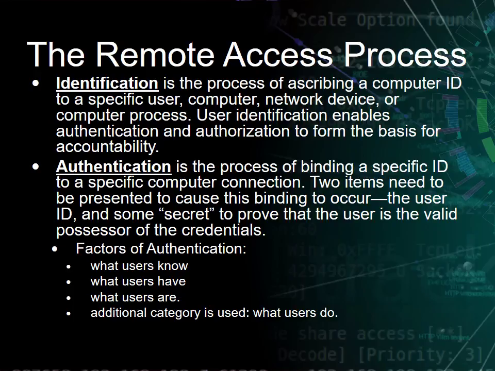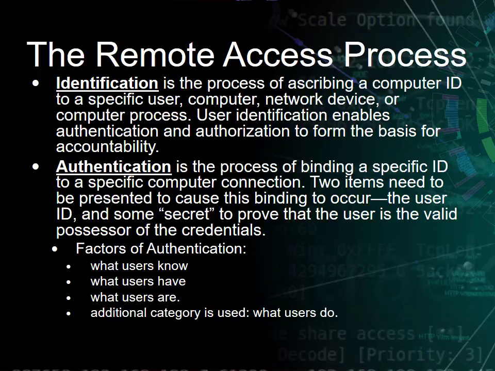So in order for there to be authentication, first there has to be identification. Who are you? Who is the user that's trying to make a connection? Identification is the process of ascribing a computer ID to a specific user, computer, network device, or computer process. User identification enables authentication and authorization to form the basis for accountability. Authentication is the process of binding a specific ID to a specific computer connection. So two items are needed for the binding to occur: the user ID and some secret that proves that that user is the valid possessor of the credentials.